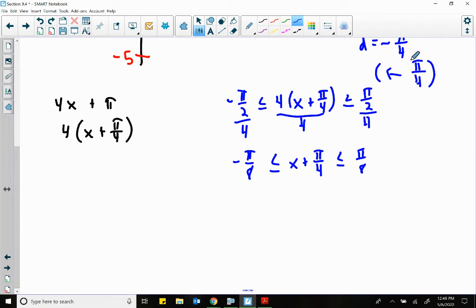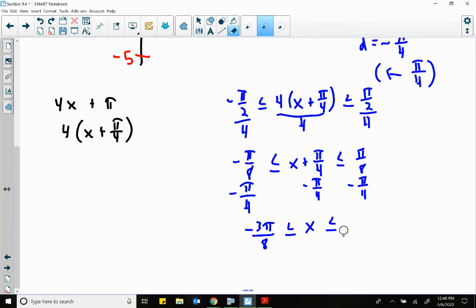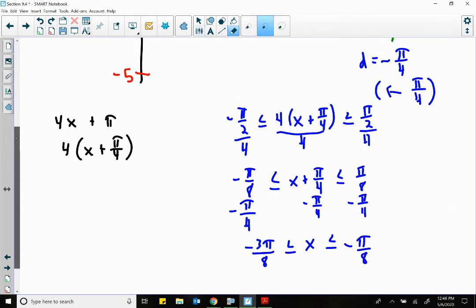So now we deal with the moving left pi over 4. So we're going to subtract pi over 4 to both of these. So this right here gives us negative 3 pi over 8, less than or equal to x, less than or equal to this one right here, which gives us negative pi over 8. So all of our graph is completely on the negative side.